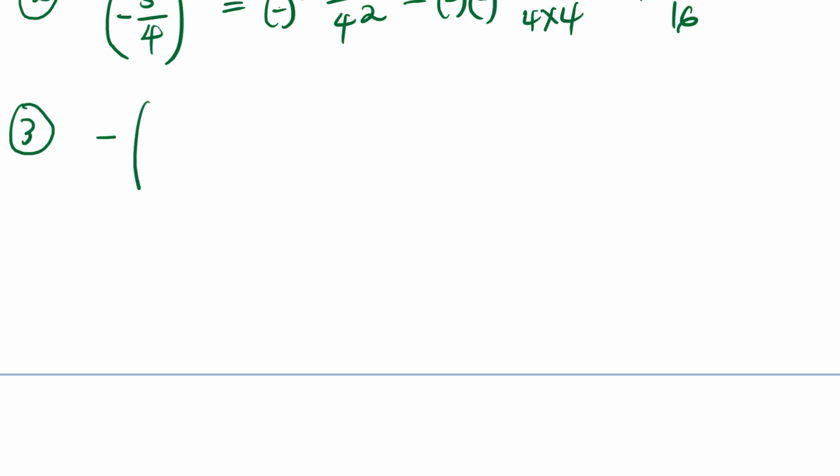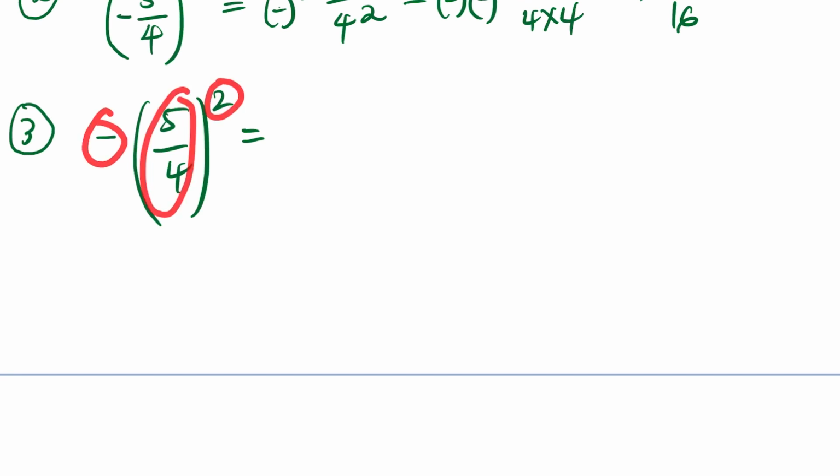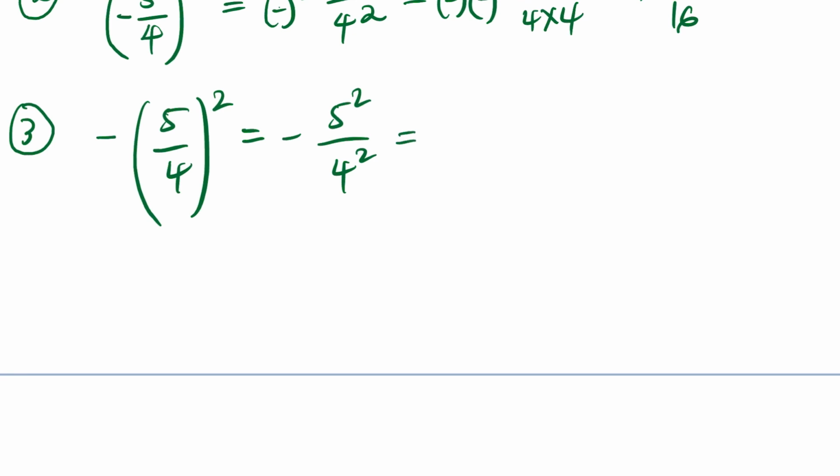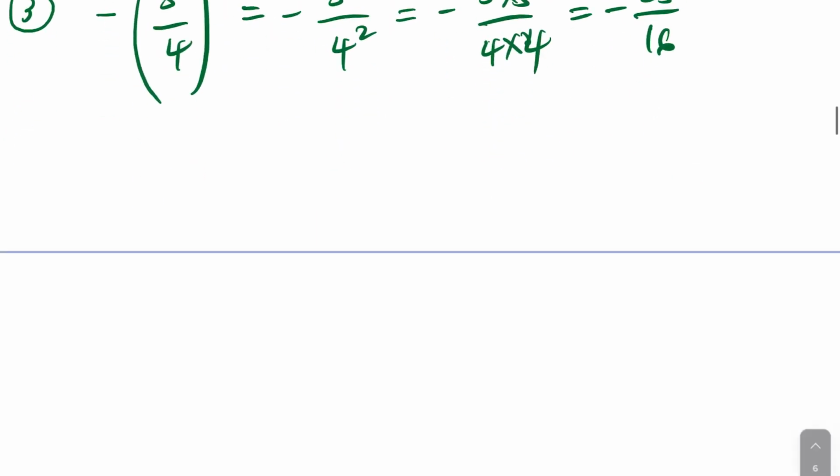Let's look at this one. If we have the negative outside, we have negative 5 over 4 squared. The only thing that we square is the fraction that is inside, without the negative. The negative we keep outside there. So it's going to be 5 to the power 2 and 4 to the power 2, and the negative is still there. It's going to be 5 times 5 and 4 times 4, which is negative 25 over 16. That's the difference between the two.